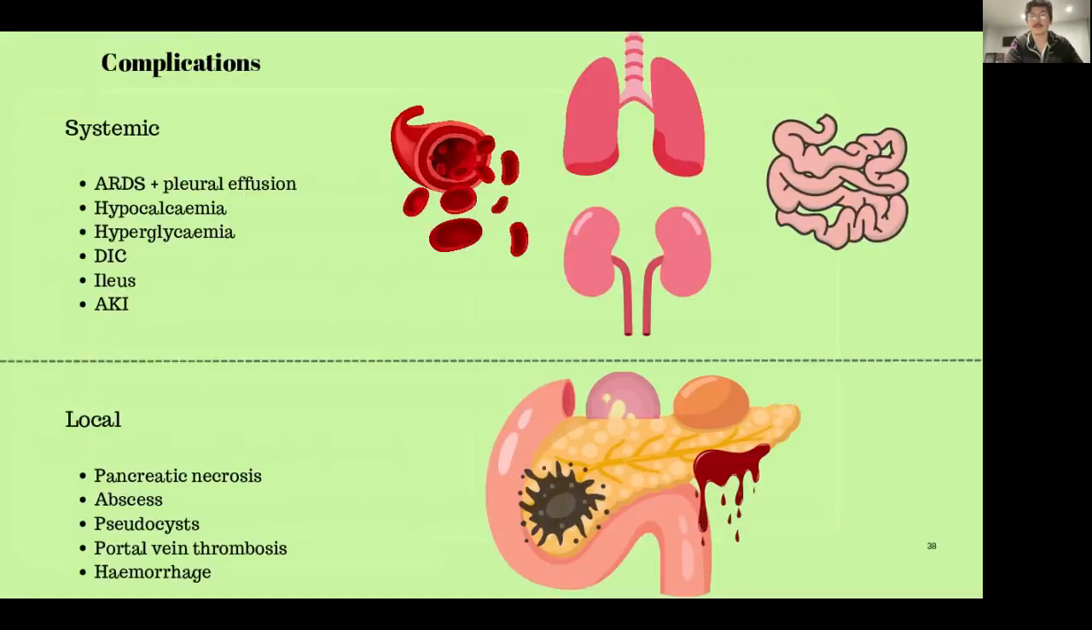Ileus, so severe inflammation. The pancreas is literally right next to the small bowel and the duodenum, as you can see in the diagram at the bottom. So it can cause an ileus. AKI as well, so the pre-renal AKI, which is why the urea is part of the pancreas score, because of those fluid shifts. And then moving on to local complications.